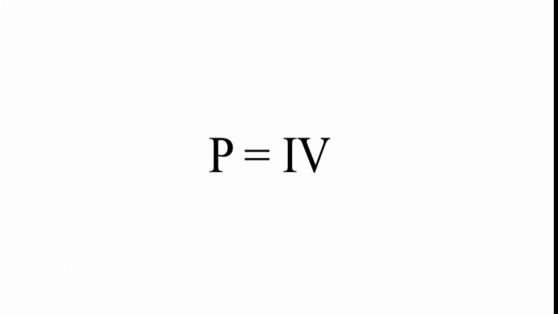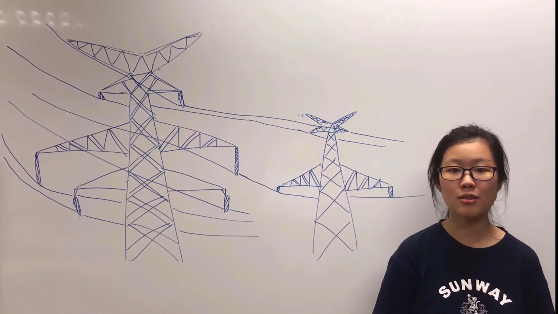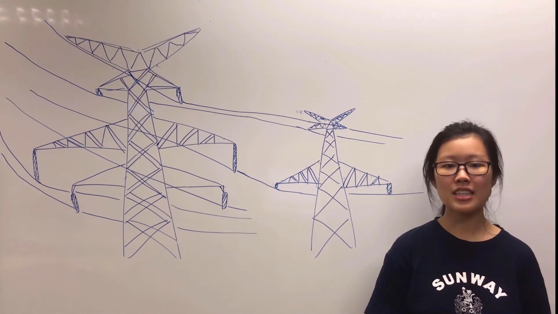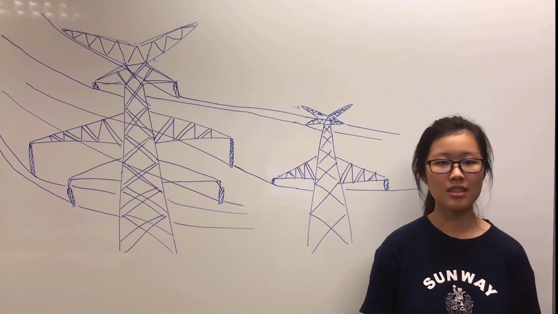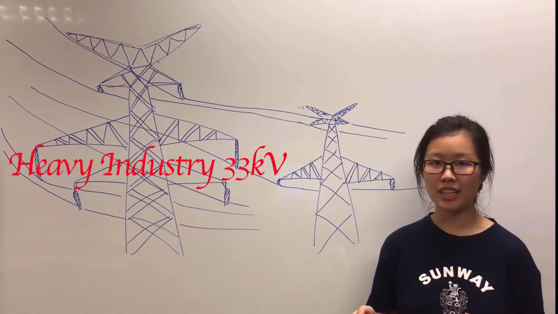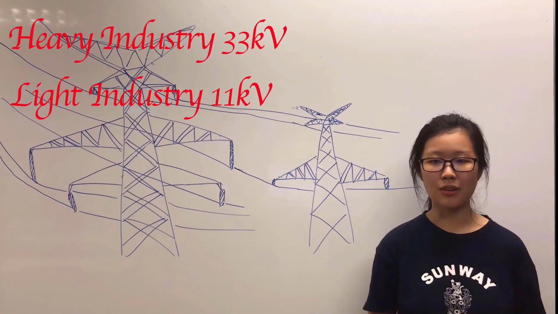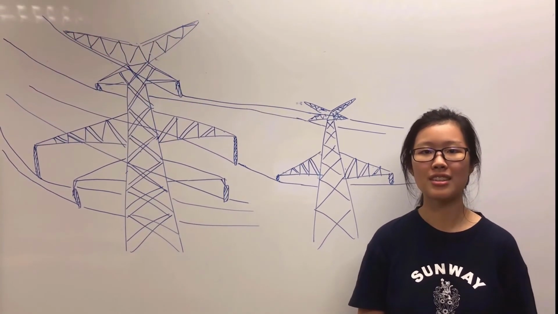Therefore, to minimize this power loss, the current is reduced. Based on the equation P equals IV, when V is increased, I can be reduced, which helps to reduce power loss. The reduction in power loss will help to reduce costs and enable electrical power to be transmitted more efficiently. This voltage is subsequently reduced by substation step-down transformers to suitable voltages for consumers. For instance, heavy industries use 33 kilovolts, light industries use 11 kilovolts, and normal residential areas use just 240 volts.